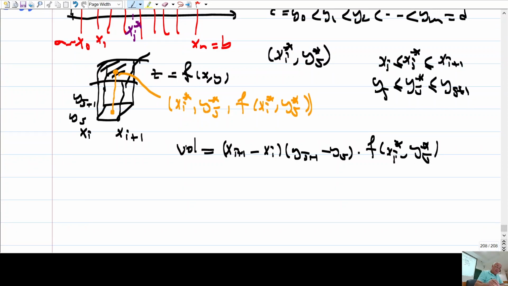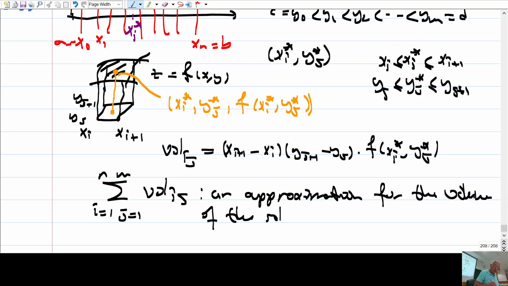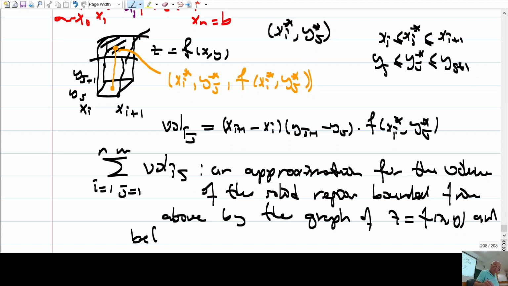And then let me call this volume ij, okay? Volume of ij. And then we just add these volume ij's over i from 1 up to n and j from 1 up to m. This is an approximation for the volume of the solid region bounded from above by the graph of z equals f(x,y) and below by the xy plane.